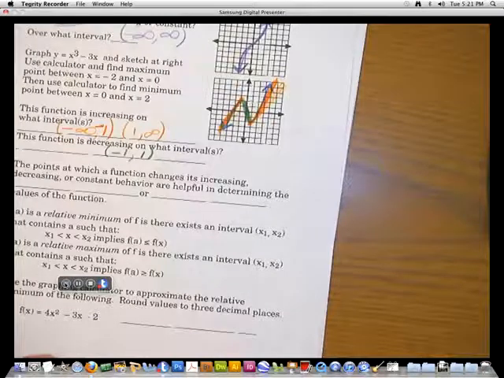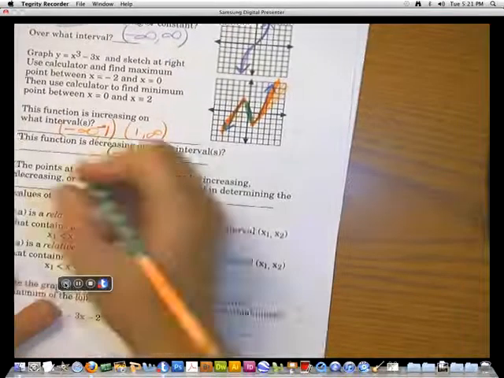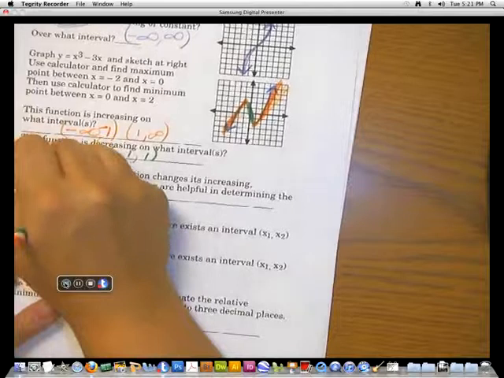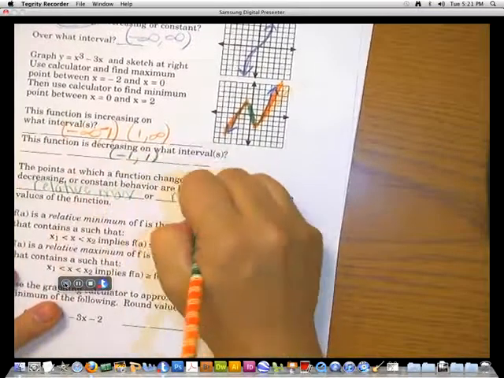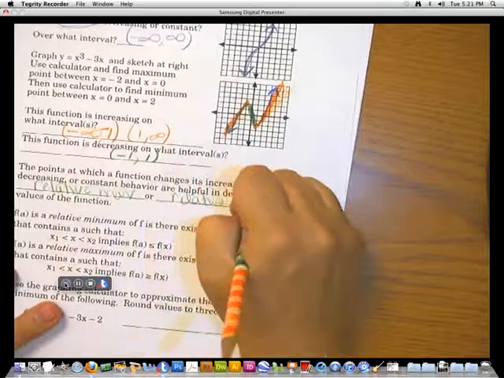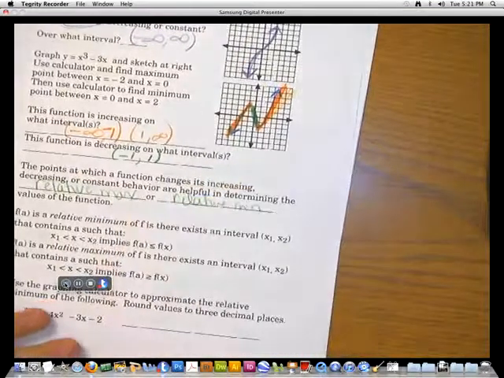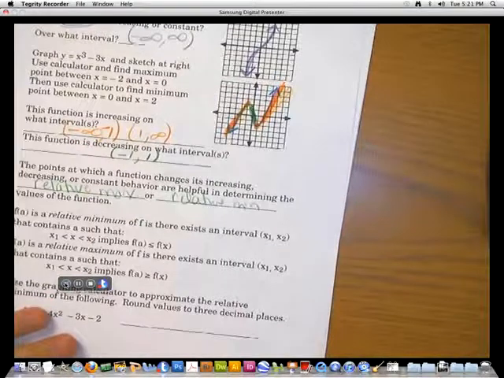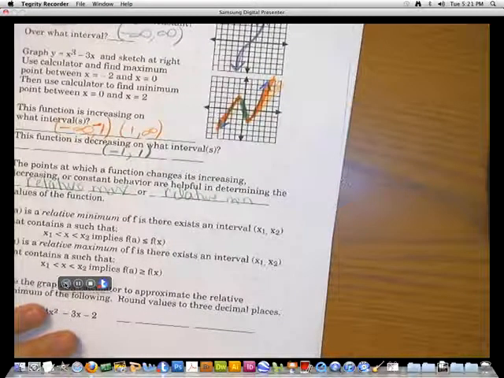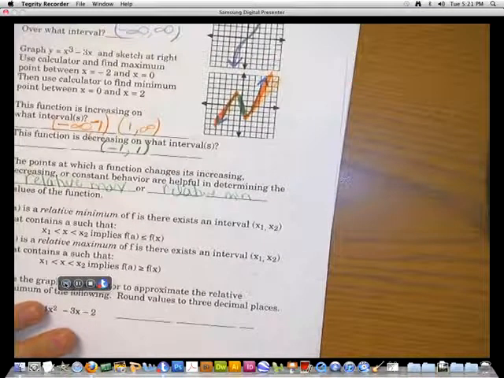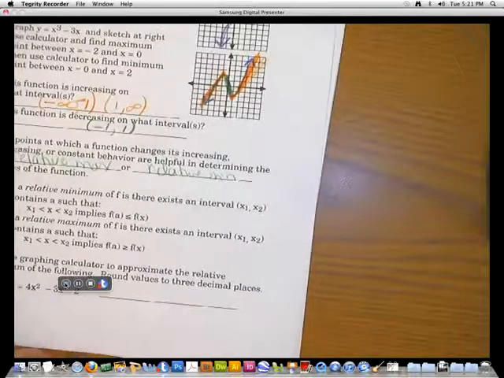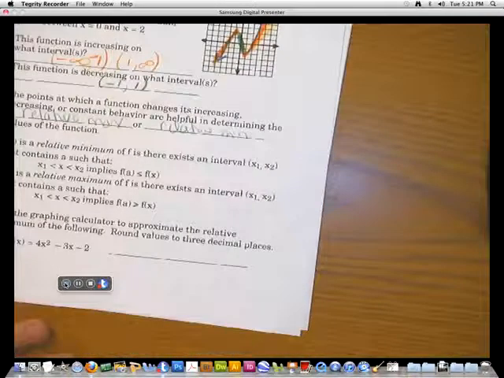The point at which a function changes its increasing, decreasing, we call these relative maximums and relative minimums, because there's sometimes more than one of them, or there might be a combination of them. Unlike a parabola, there's only one change point. Anything more than a parabola, a cube, a fourth, a fifth, will have more than one. Therefore, we call them relative. And that's what it's talking about there.